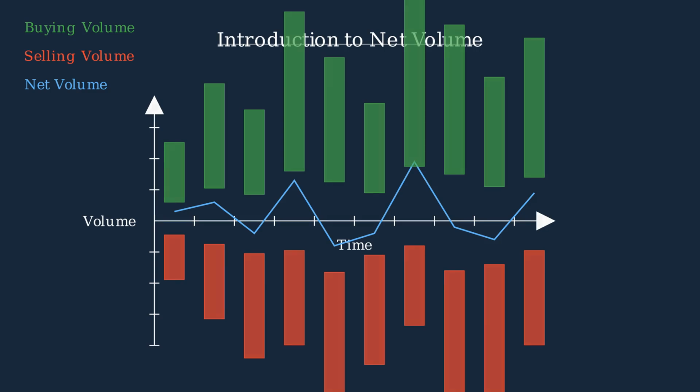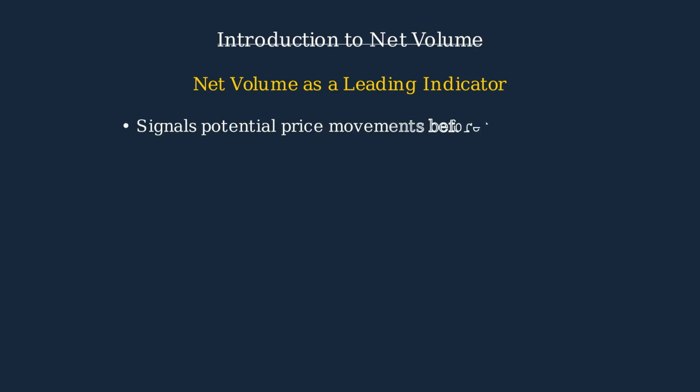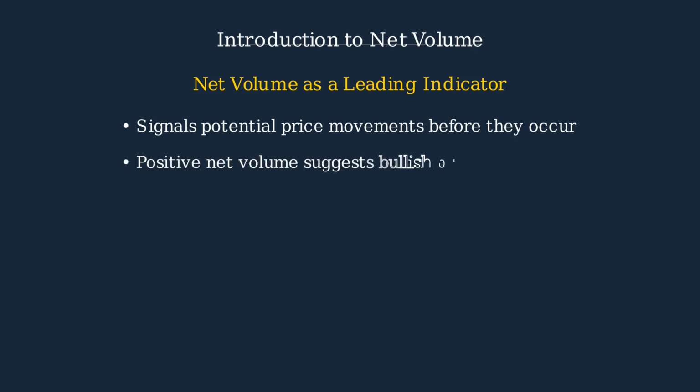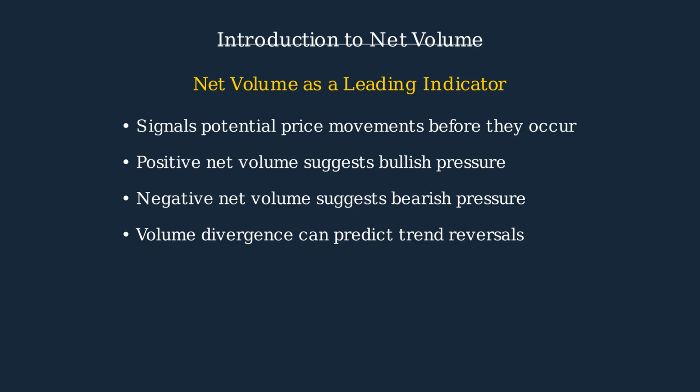imbalance. Net volume serves as a leading indicator, often signaling potential price movements before they occur. Positive net volume suggests bullish pressure, while negative net volume indicates bearish pressure. When net volume diverges from price action, it can predict potential trend reversals.